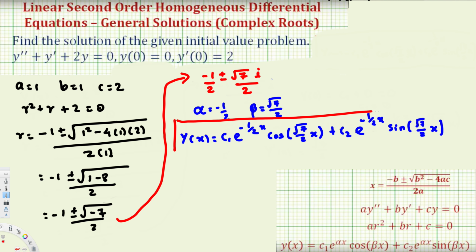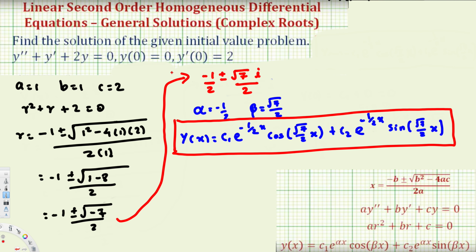Now we have to find the particular solution because we have the initial values. The purpose of the initial values is to find the particular solution. To find the particular solution, we have to find what c1 and c2 are. To find c1, we plug these initial values into this equation. The first condition is y of 0 is equal to 0. Now let's see what happens if we plug 0 in for x.